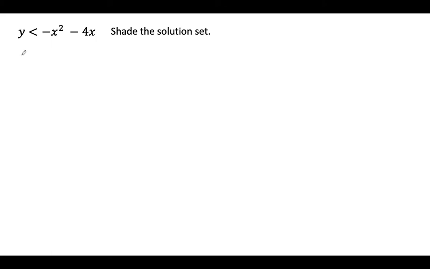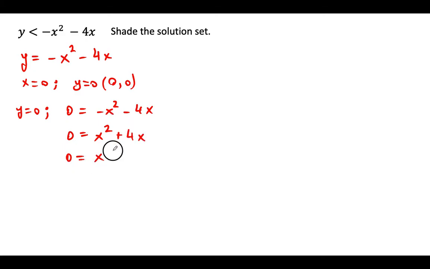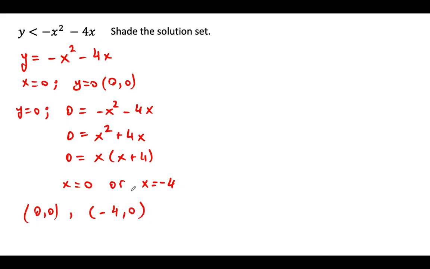Now, as we started, when x is 0, y is equal to 0. So 0, 0. When y is equal to 0, 0 equals negative x squared minus 4x. If I multiply this by negative, x squared plus 4x, negative 0 is the same. And then if I take x parenthesis x plus 4, so x is 0 or x is negative 4. When x is 0, y is 0. And when x is negative 4, y is 0. So these are now the x-intercepts. And this is now the y-intercept.